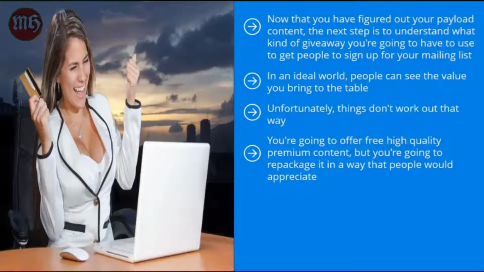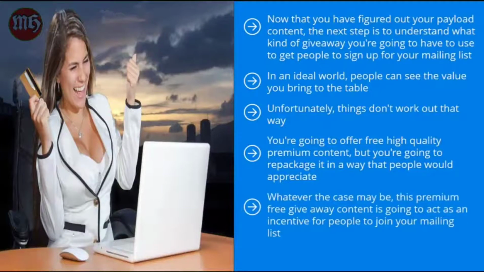Maybe you come up with some sort of cheat sheet or resource sheet. Or perhaps you can strip it all down into a booklet or even convert it into software form. Whatever the case may be, this premium free giveaway content is going to act as an incentive for people to join your mailing list. They get a copy of whatever it is you are giving away for free in exchange for their email. I call this an ethical bribe. You're bribing people to sign up to your list.